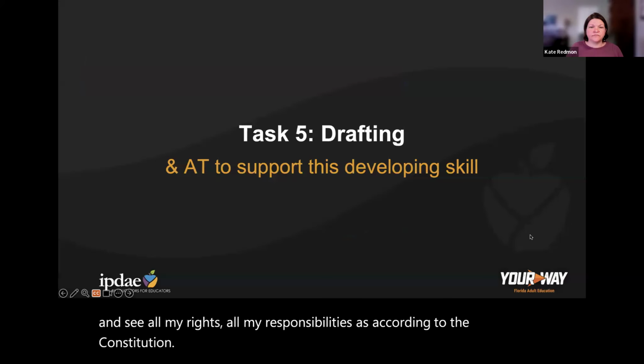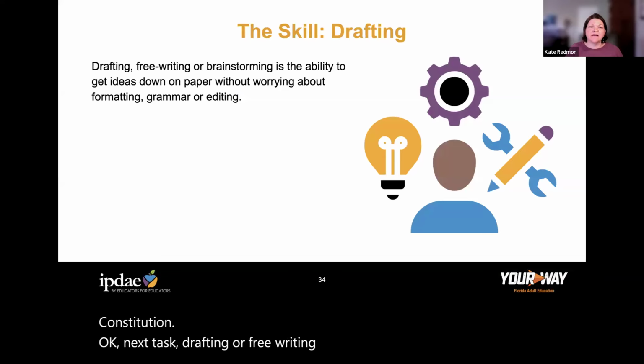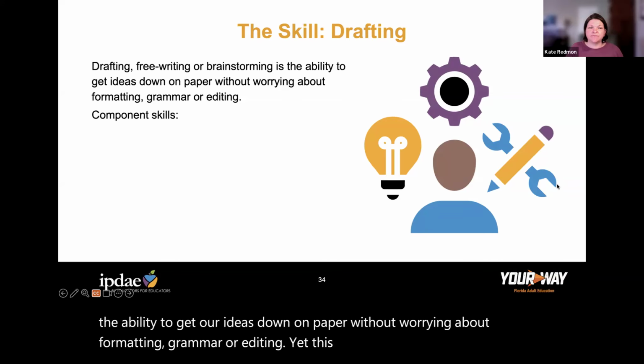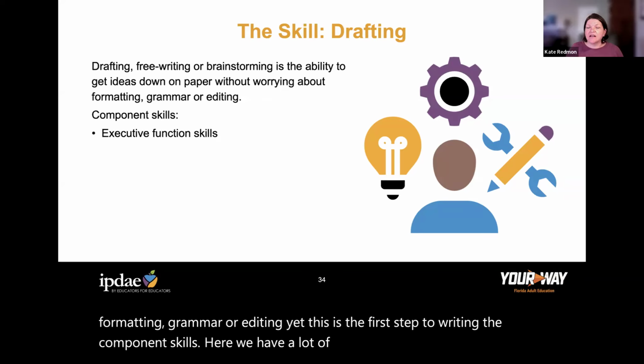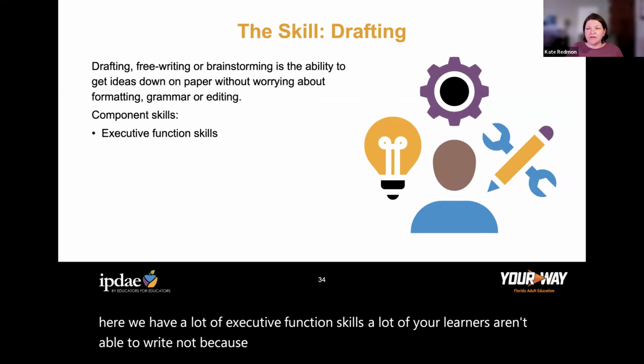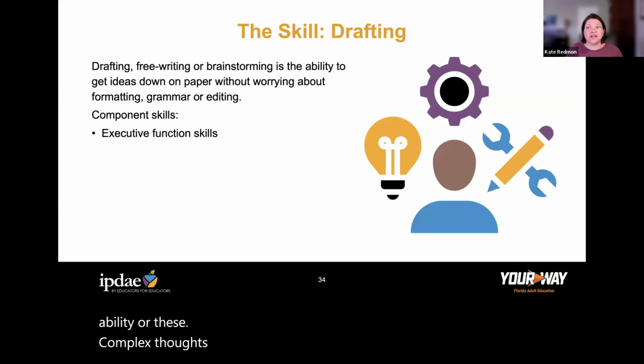Lovely. Okay, next task, drafting or free writing or brainstorming, all in there. So it's the ability to get our ideas down on paper without worrying about formatting, grammar, or editing yet. This is the first step to writing. The component skills here, we have a lot of executive function skills. A lot of your learners aren't able to write not because they don't have writing ability or these complex thoughts that they could do, but just getting started is so huge.